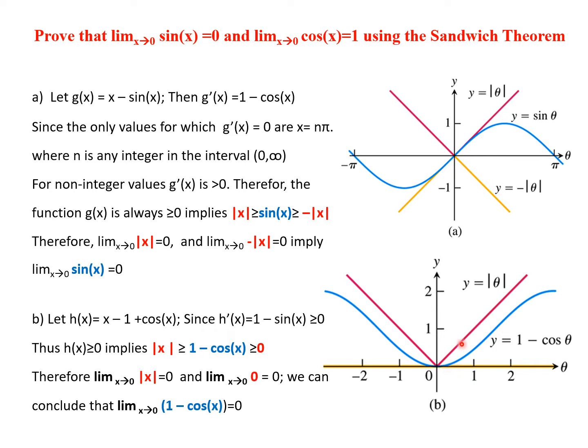So we can see that if we take the limit as theta goes to 0 of the yellow graph or of the purple graph, their limit as theta goes to 0 will always be equal to 0. That implies that the limit as theta goes to 0 of the blue graph will also be equal to 0. That implies that 1 minus cosine theta equals 0 as theta goes to 0. Then we can see that the limit of cosine theta as theta goes to 0 will be equal to 1, and that proves the last part that we want to prove.